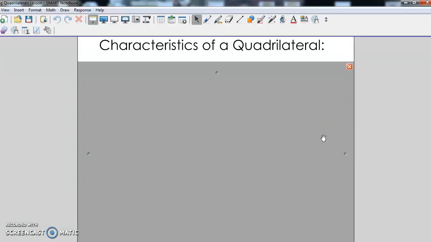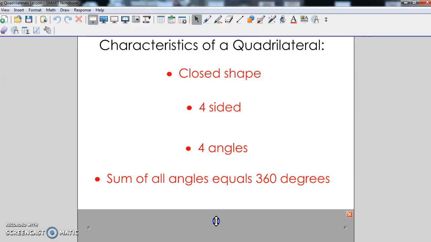Okay, so today we're talking about characteristics of quadrilaterals. Just know that a quadrilateral has these properties. It's a closed shape, so there's no gaps in the shape or anything like that. It has four sides and four angles. So we've been talking about triangles, which have three sides and three angles. Now we're talking about quadrilaterals with four sides and four angles.